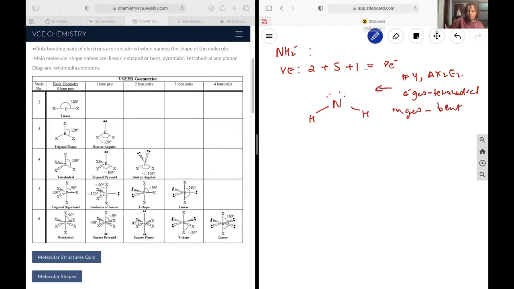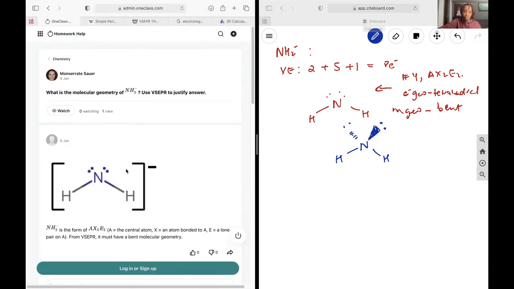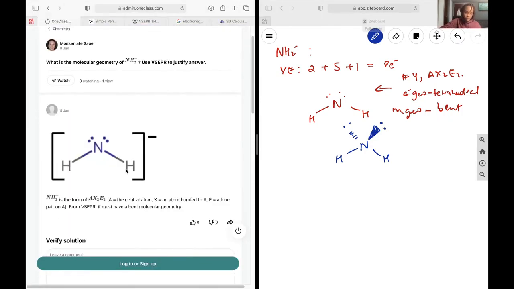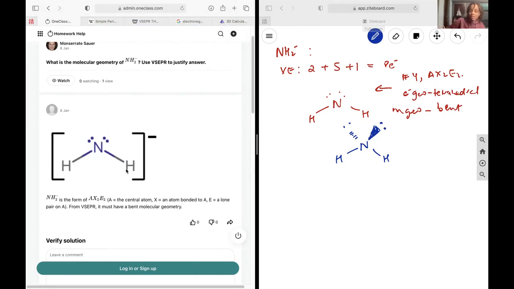So if we're just to draw that out, we would have N, H, and H in the plane, and then you would have 1 pair of electrons behind and 1 pair of electrons coming out of the plane. And so the answer to this question is bent. Sorry, I forgot to include that the negative charge is on nitrogen.